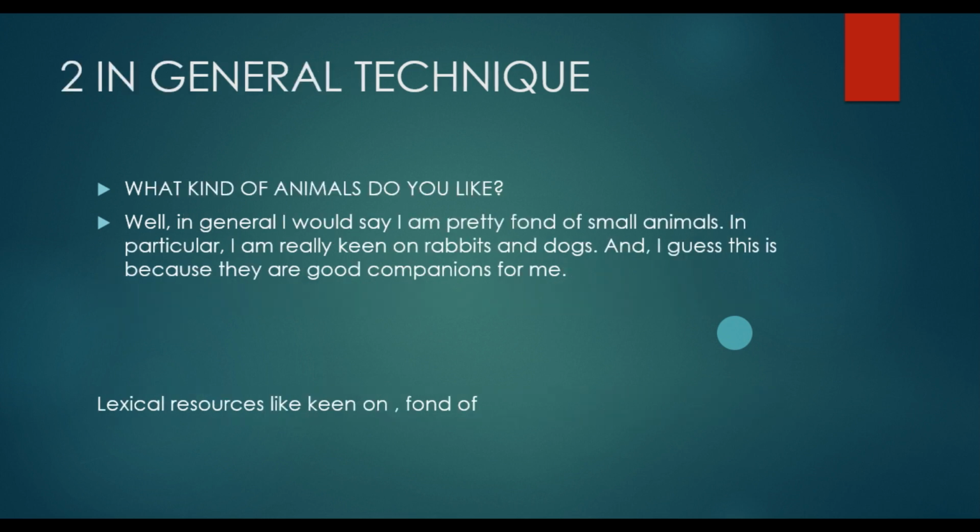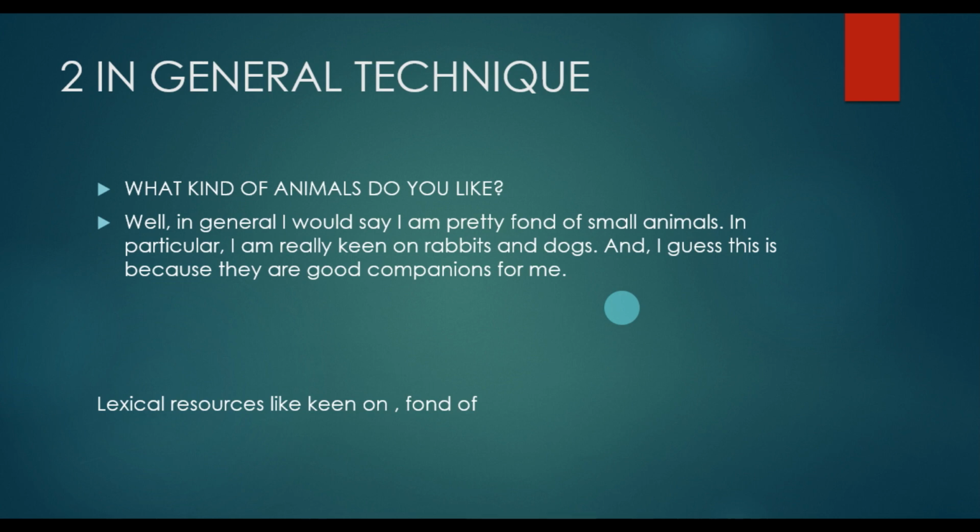And another technique is the general technique. It's also named as general to specific technique. Have a look at the sample answer. What kind of animal do you like? Well, in general, I would say I'm pretty fond of small animals. In particular, I'm really keen on rabbits and dogs, and I guess this is because they are good companions for me. In the case of the general technique, in the first sentence you need to say in general best, and then in the next sentence you must emphasize what you particularly like.